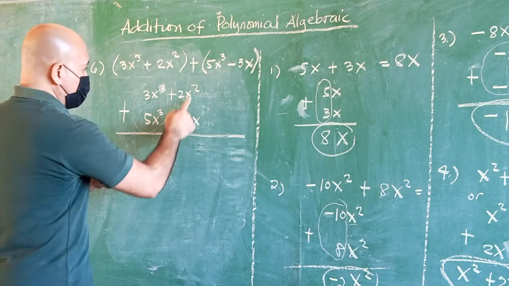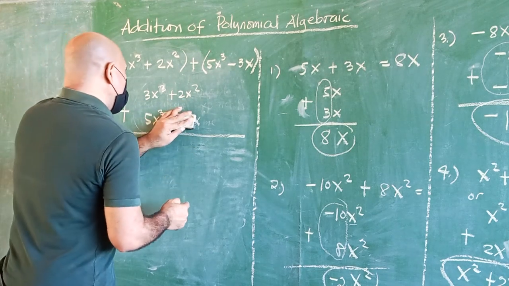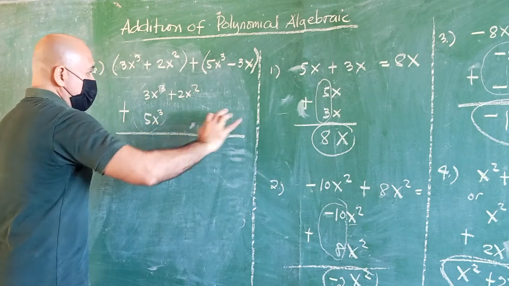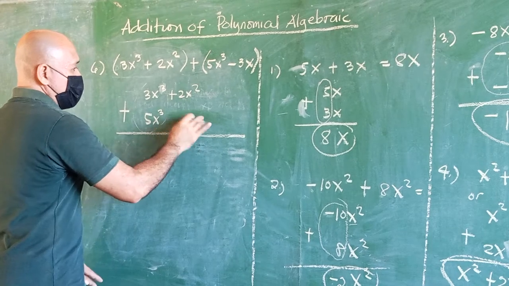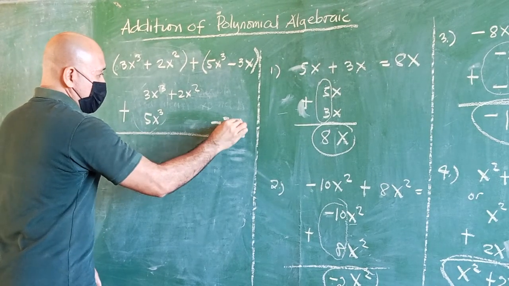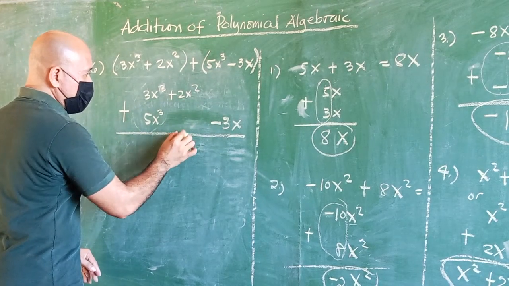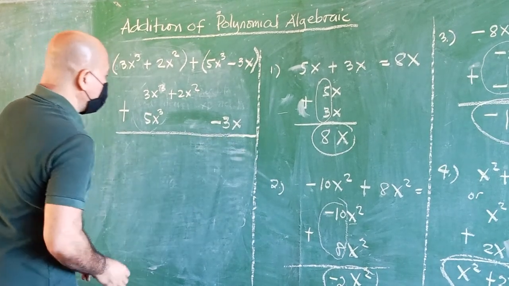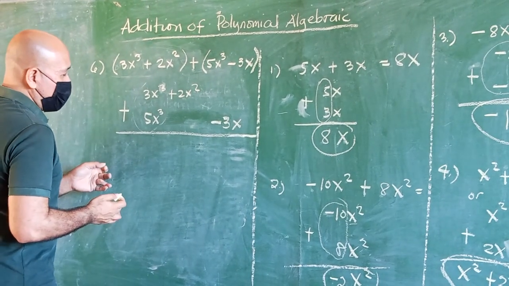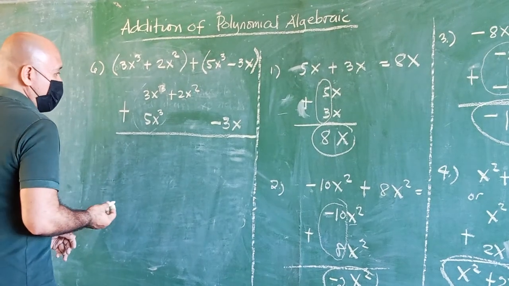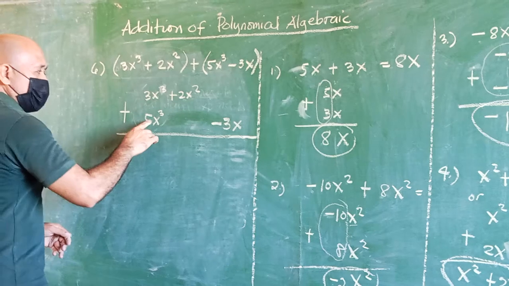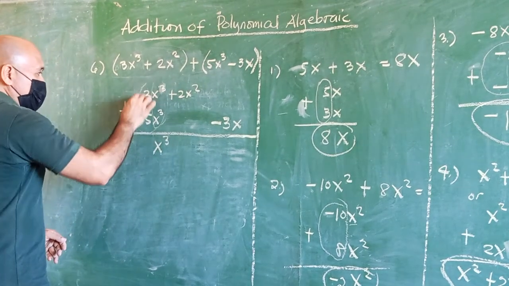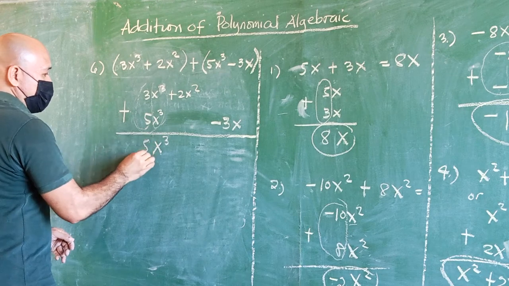So what you will do, since you cannot add this directly, you have to rewrite minus 3x a distance below this 2x squared. So that means you place here negative 3x, since if you place this under 2x squared, you cannot add this directly because their exponents are not the same. And after that, you just have to add or combine which terms are similar. In this case, 3x cubed plus 5x cubed are similar, so you just have to add these two. So bring down x cubed and then add directly 3 plus 5, that is 8.